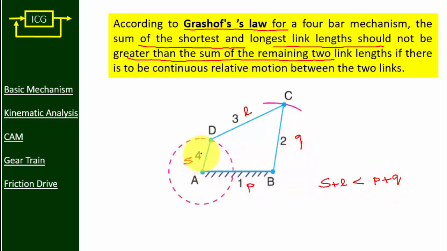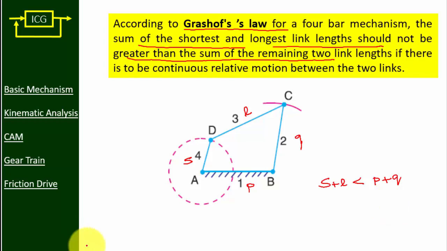Okay, so the sum of the shortest and the longest link should not be greater than the sum of the remaining links. Okay, so what is the purpose of Grashof's law? From the previous slide we know that all the link lengths are totally different. Now the question is, how do you find the length of each link? So we must follow some condition.